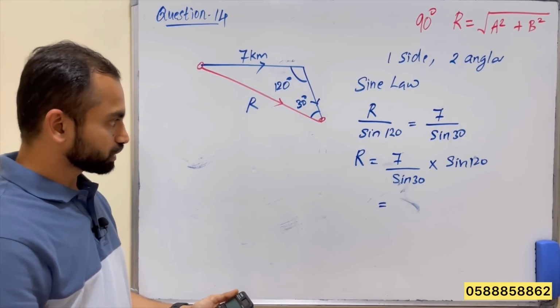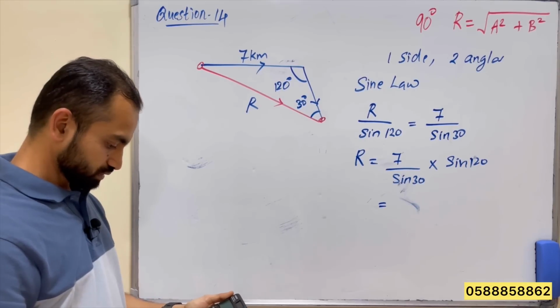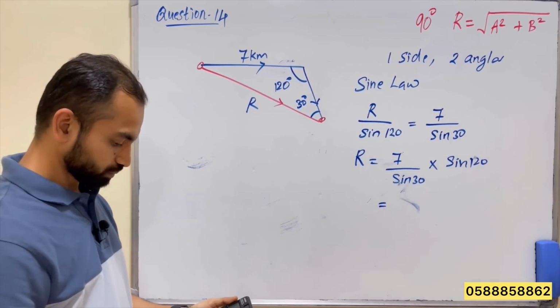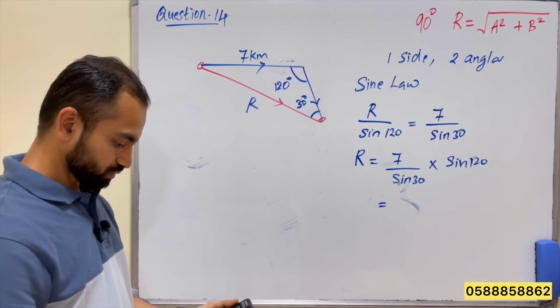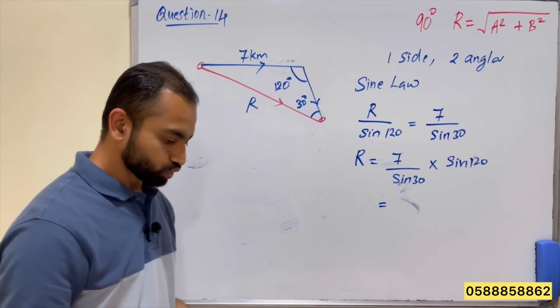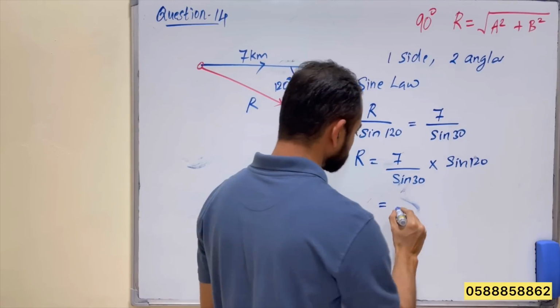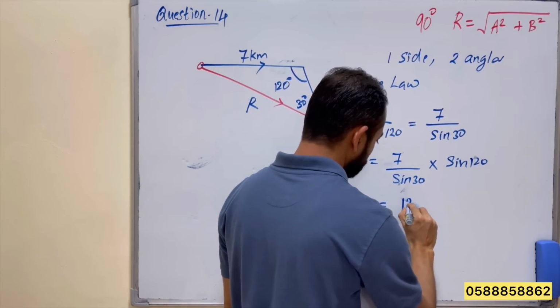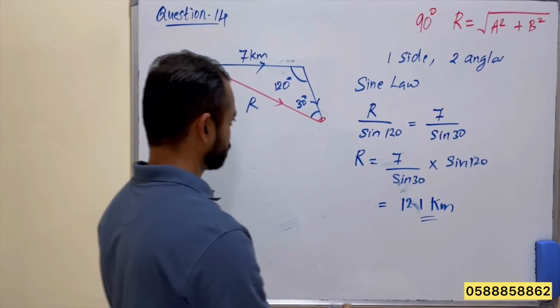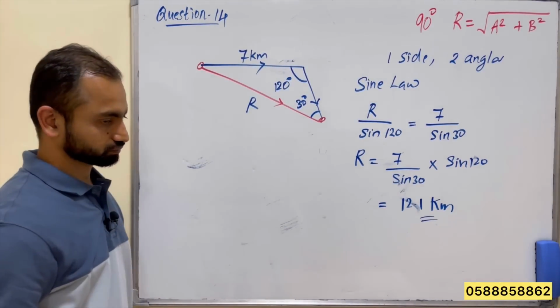7 divided by sine 30 equals 14, multiplied by sine 120, which equals 12.1. 12.1 kilometers is the value of the resultant.